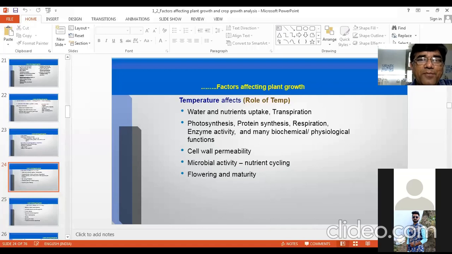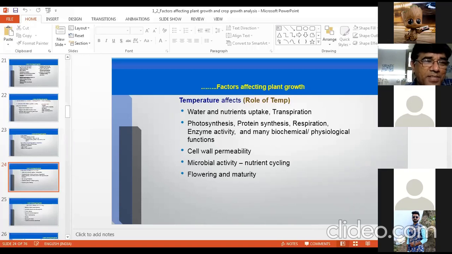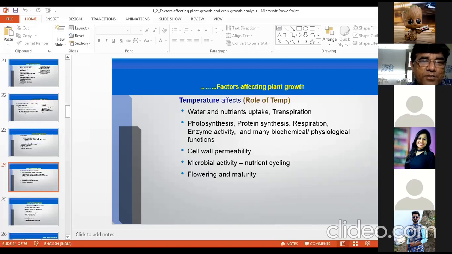Transpiration cannot happen if water is not there in soil or it is not taken up by the plant. Photosynthesis, water is necessary. I think you know that without water, photosynthesis cannot happen. Protein synthesis, sorry, this is not water, I'm dealing with temperature. Just correct me, it is temperature. So for water and nutrient uptake, you need optimum temperatures. For transpiration also, temperature has a role. In photosynthesis, temperature is important. You need to have optimum temperature. If temperature is too low or too high, then you cannot get better carbon dioxide fixation.